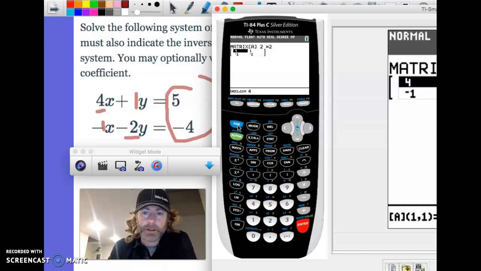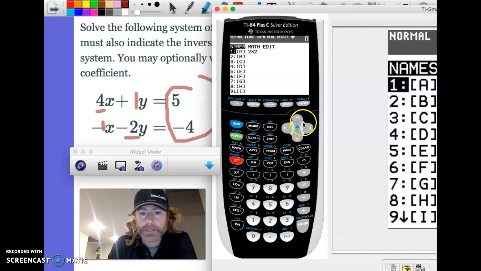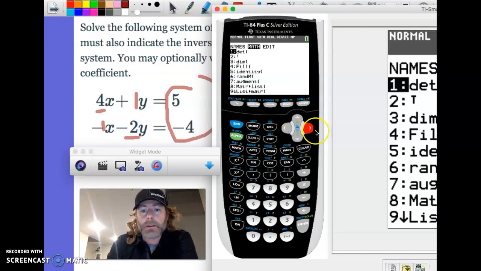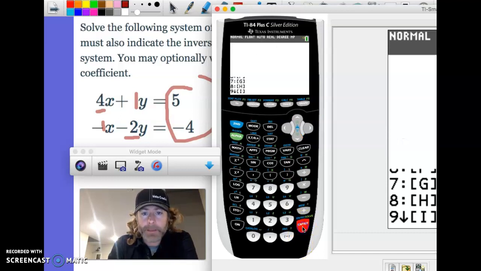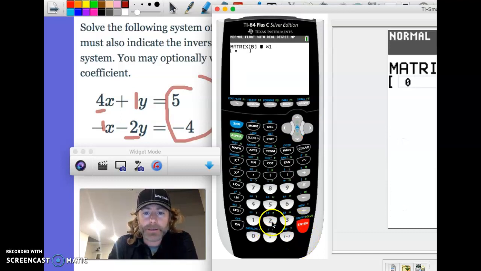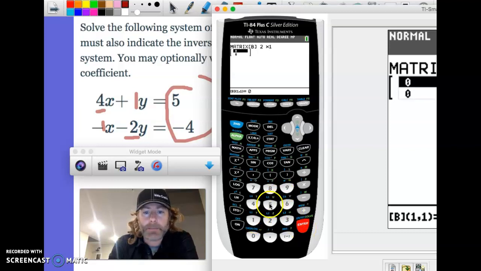Now just to put other matrices, if I want to put B in there, I just repeat those steps. Second matrix. Go over to edit. This time I'm going to go down to matrix B, hit enter. I'm going to set my order. It should be a 2 by 1. And I'm going to put my constants in there. 5, minus 4. There we go. So this is what I'm doing. I'm going to quit out of this window.